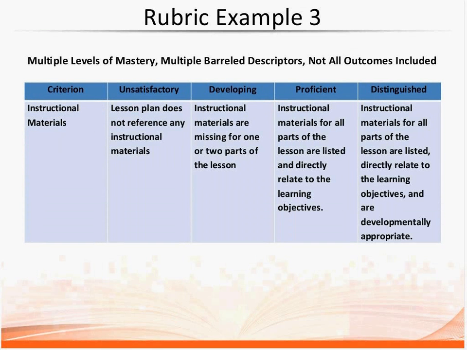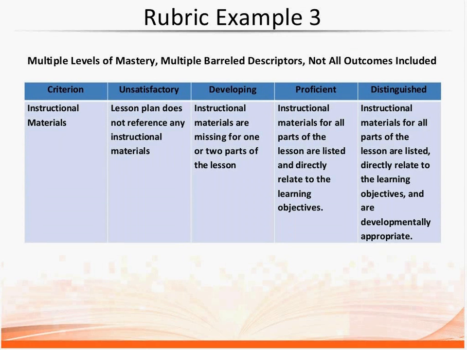Here's a third example, and at first glance, this might look like a reasonably good rubric example. In fact, there are multiple problems present here. First, we don't know how many total parts are in the lesson, so there could be a gap between developing and proficient, but we don't know that. We have no way to determine that from looking at this.